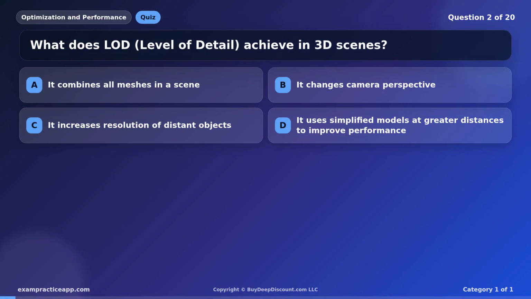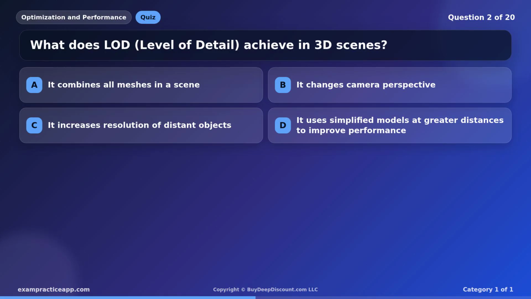Question 2. What does LOD, level of detail, achieve in 3D scenes? Option A. It combines all meshes in a scene. Option B. It changes camera perspective. Option C. It increases resolution of distant objects. Option D. It uses simplified models at greater distances to improve performance. Take a moment to choose your answer.